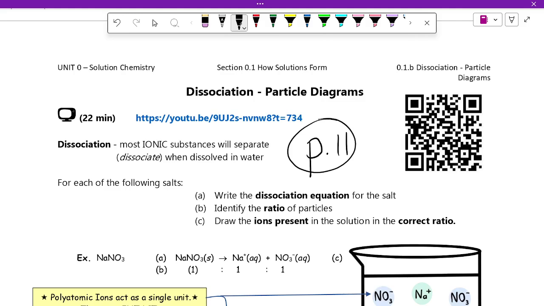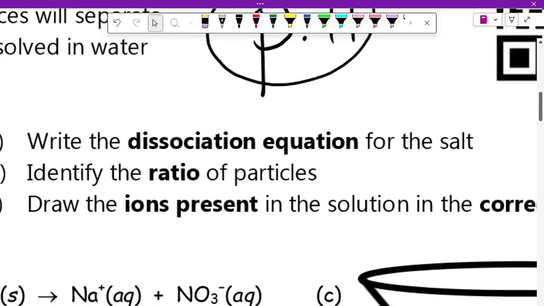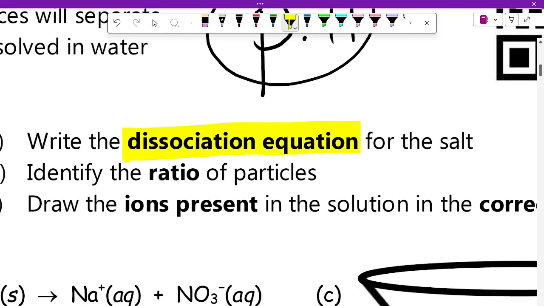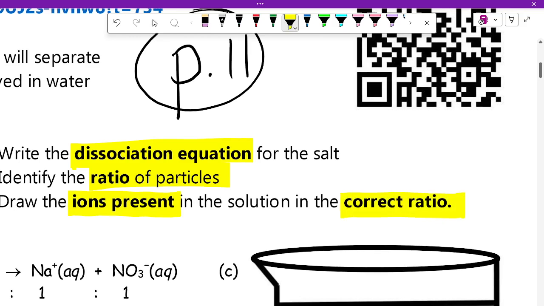Okay, so for each of the following salts, what we are going to do is we are going to write the dissociation equation. We are going to identify the ratio of the particles, whether it's 2 to 1, 1 to 1, whatever. And we are going to draw the ions present in the correct ratios. And we're going to look at the first one, which is done for us as an example.